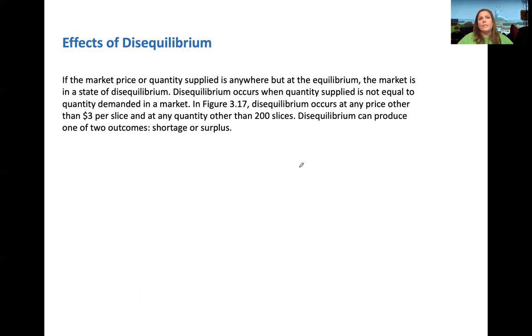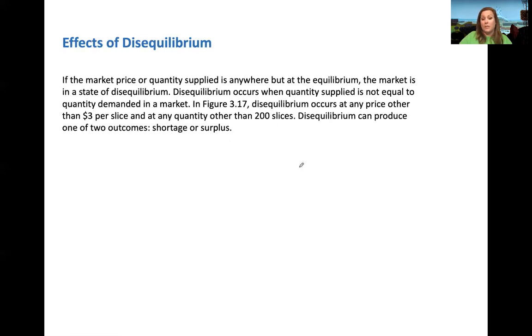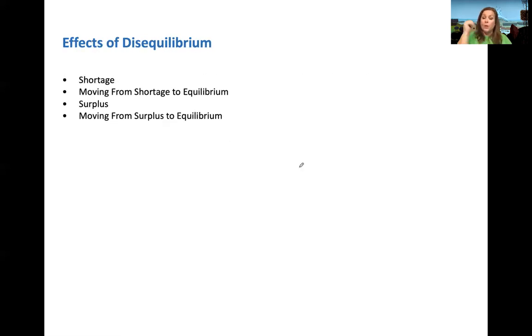So when we're at disequilibrium, that is when supply and demand are not equal. And this happens more often than not. Like I said, businesses are trying to hover around that equilibrium point or stay on it. So disequilibrium in our previous section here, as you can see, is anything other than $3 in price. And when we're not at equilibrium, we can have a shortage or we can have a surplus.